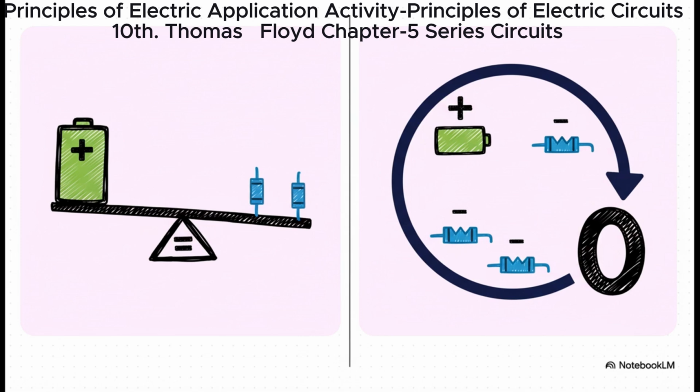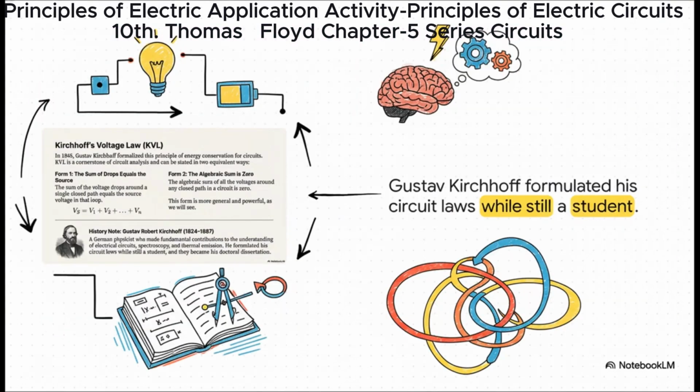The second way, though, says the algebraic sum of all the voltages in a loop is 0. And that version, as you'll see, is way more powerful, especially when circuits start getting messy. And get this, he figured all this out while he was still a student. It's just an amazing example of how a simple, elegant observation about the physical world becomes a fundamental law that pretty much all of modern circuit analysis is built on.